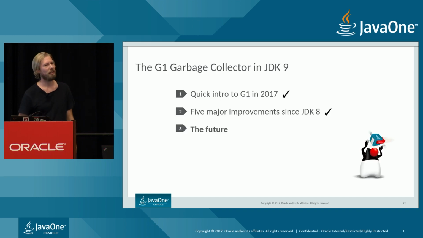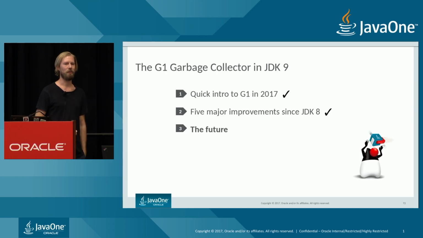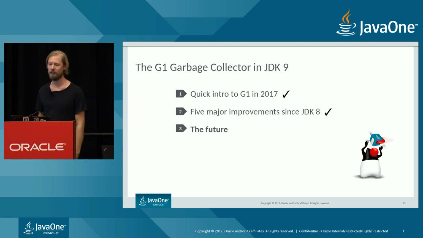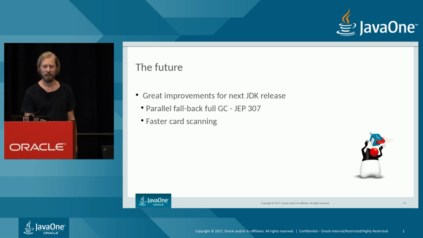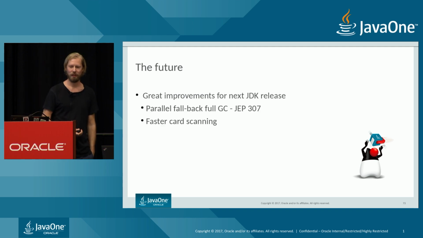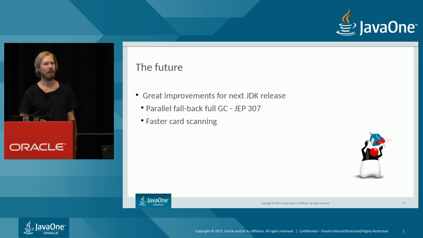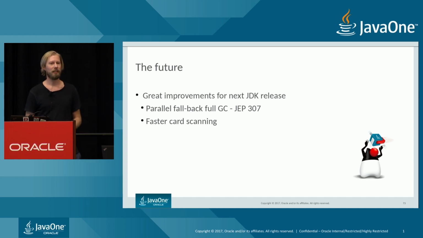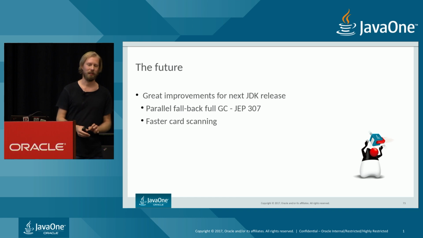So let's look a little bit into the future of G1 and what is going on at the moment. We are not idly sitting by. We are continuing improving and developing, even though 9 is just released. So for the next JDK release, we are looking forward to parallel fallback full GC. The reason that all of you have had problems with the fallback, which is the full GC, is that it is not supposed to happen with G1, but if it does happen, it has been really painful in the past.